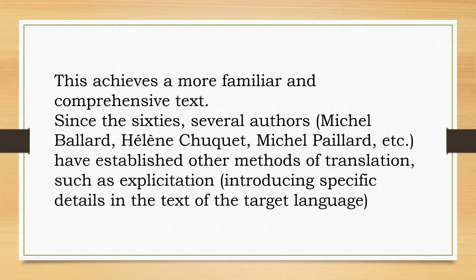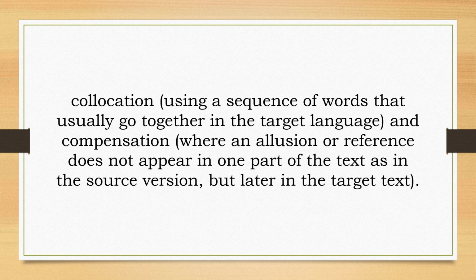Since the 60s, several authors, Michel Ballard, Alenchke, Michel Payard, etc., have established other methods of translation, such as explicitation, introducing specific details in the text of the target language, collocation, using a sequence of words that usually go together in the target language, and compensation, where an allusion or reference does not appear in one part of the text as in the source version, but later in the target text.